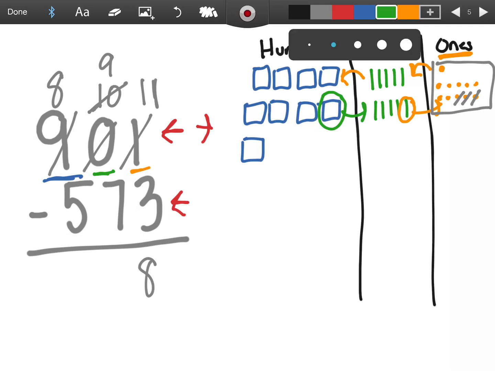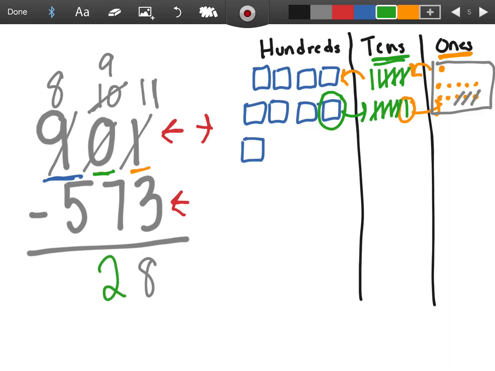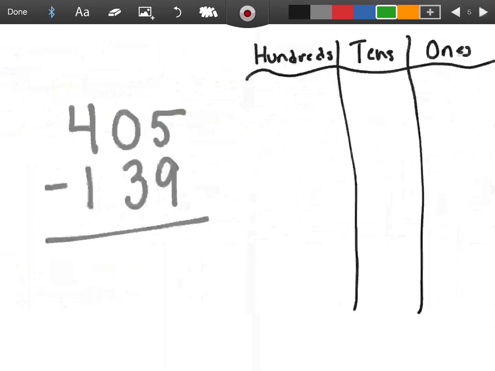And then we look over here in the tens place, and we had 9, and we want to take away 7. 1, 2, 3, 4, 5, 6, 7. That leaves us with 2. And then we had 800s, and we take away 5. 1, 2, 3, 4, 5. And that leaves us with 300s. So let's try another example together.